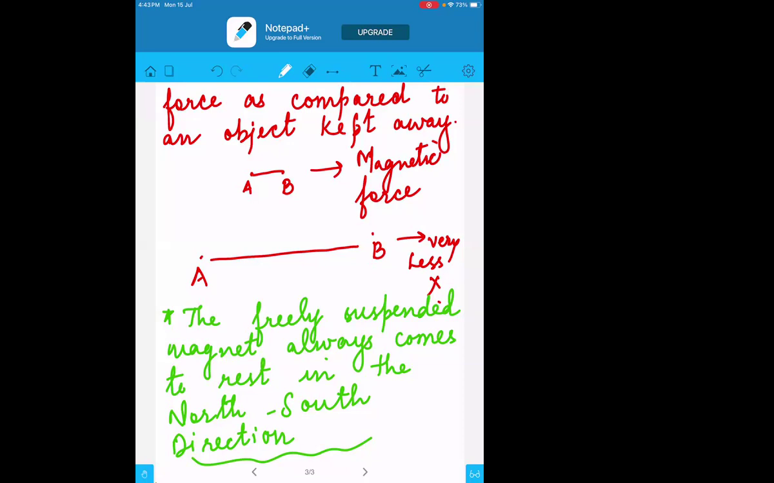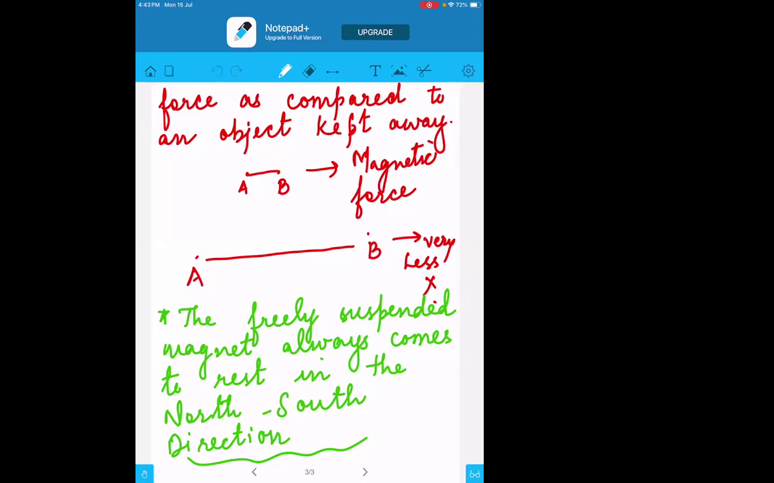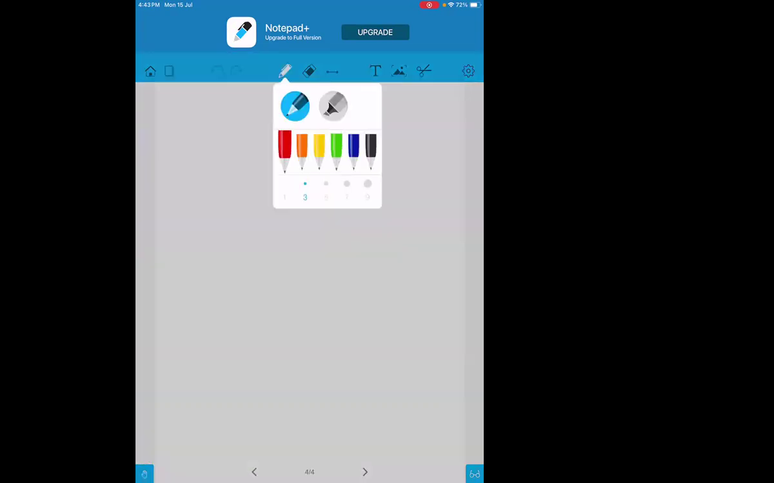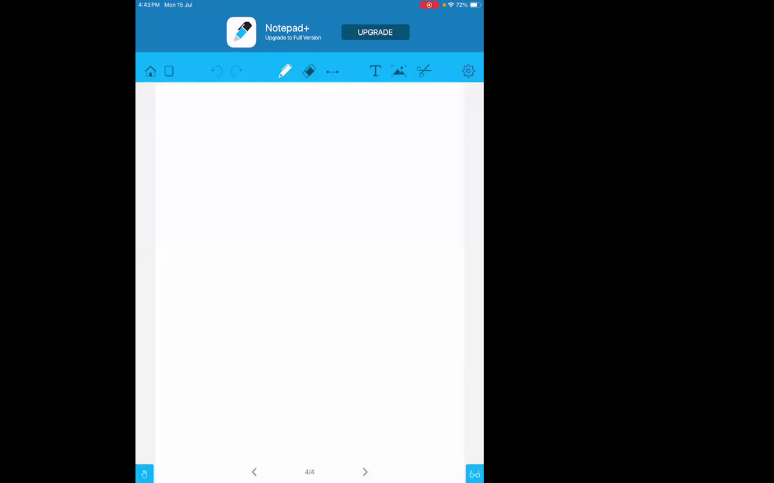Now why does this actually happen? Why do freely suspended magnets come to rest only in the north-south direction? We will be discussing the reason for it. It happens due to the Earth's magnetic field.